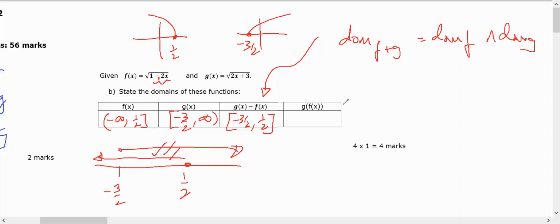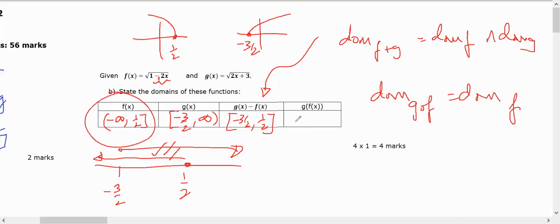And the third part, we have a rule for the domain of g of f is equal to the domain of the inside, which is f, which means this is the answer that I want. And had you got this incorrect but wrote whatever you had there here, you would have been correct.